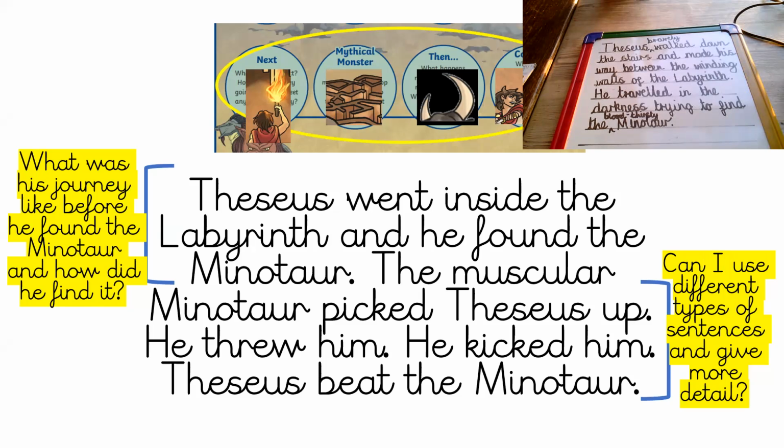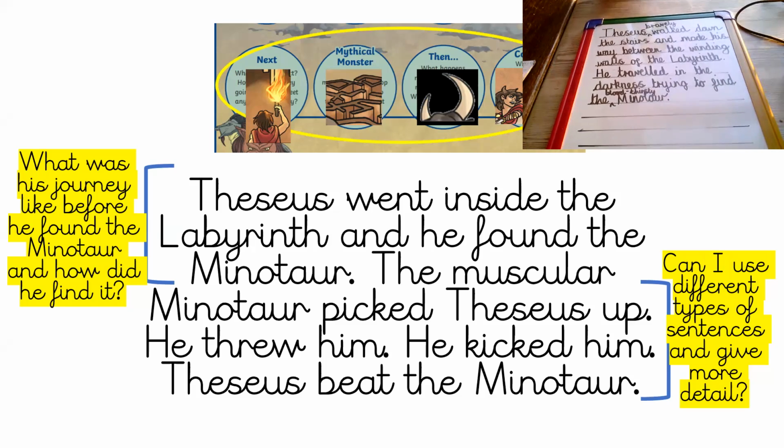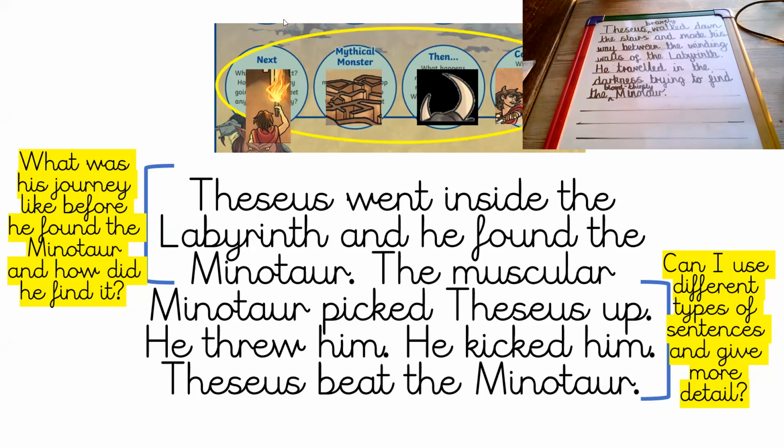The connection went. So now we're going to write the next part of the myth, and that's going to be Theseus finding the Minotaur and coming into conflict with him.